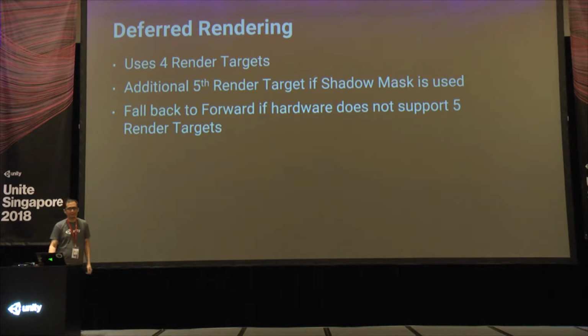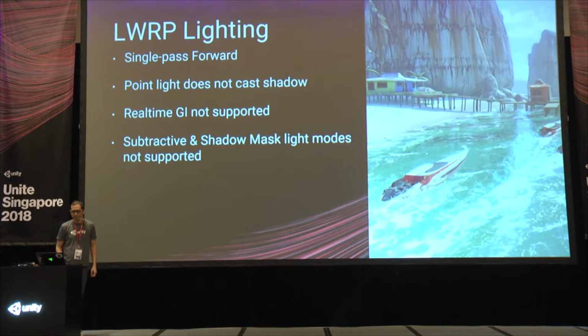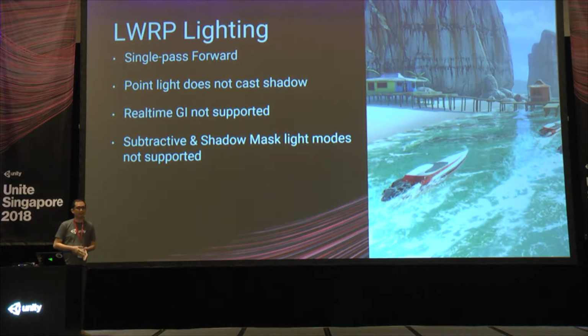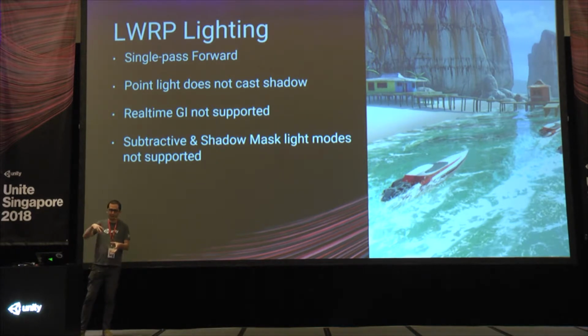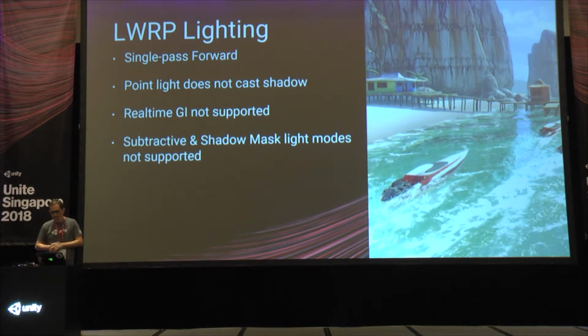So that's the built-in render pipeline and the different render paths. The lightweight render pipeline is a single-pass forward. Unlike the built-in one, which is multi-pass, this is single pass. What this means is, if an object is affected by multiple lights, all these lights are handled in one single pass instead of in multiple passes. So it's a lot more performant. But you can have up to 8 lights, so you can't have more than that.